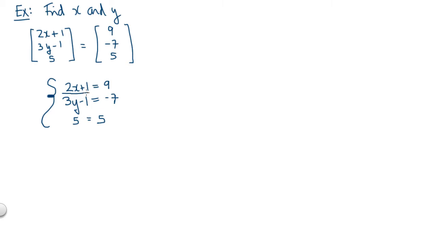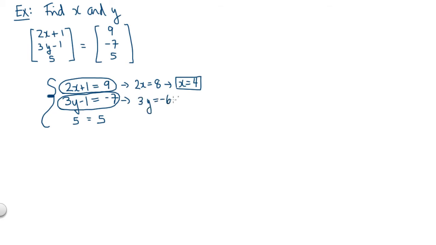So let's take a look at our information coming from our first row here. Subtracting 1 from both sides, we've got 2x is equal to 8. In other words, x is equal to 4. And the information coming from our second row, if we were to add 1 to both sides, we'd get 3y is equal to negative 6. So y is equal to negative 2.